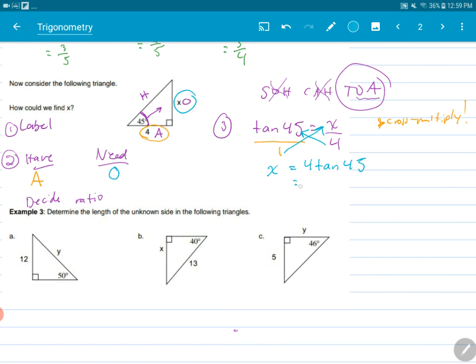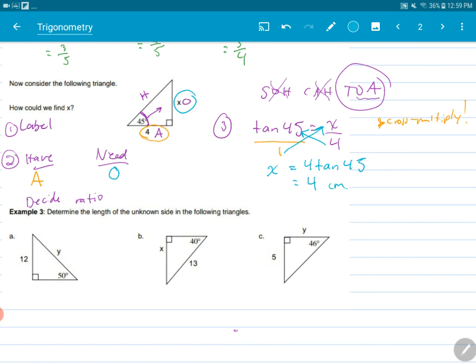And I want you to plug that into your calculator right now so you can see if you get the same answer as me. 4 tan 45, or you can even do 4 times tan 45, and your answer should be 4. And you can put centimeters if you want to. And if you didn't get 4, send me an email and we can figure out how, because there might be something up with your calculator. But that's the strategy that you want to use to solve it.